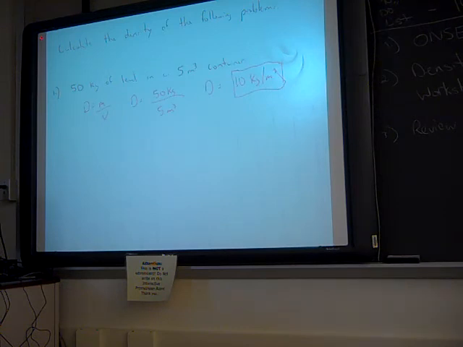We have 50 kilograms of lead in a 5 cubic meter container. Density equals mass divided by volume. Make sure you put the equation first. Then you plug the numbers in. 50 kilograms for mass, 5 cubic meters for volume. You divide those two, 50 divided by 5 is 10. And that's going to be kilograms per meter cubed.